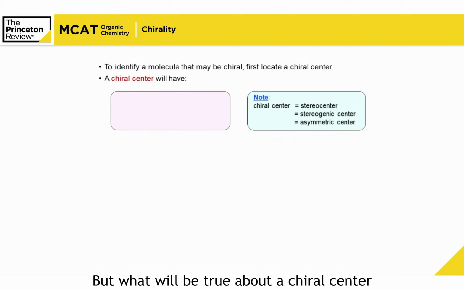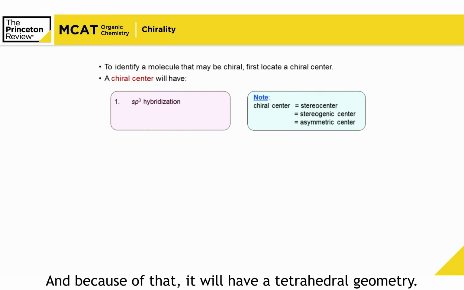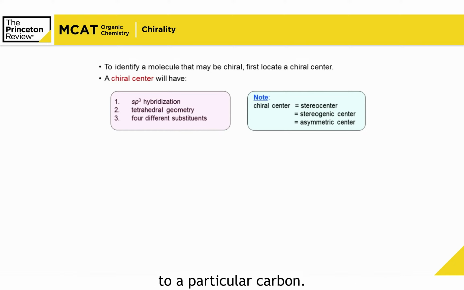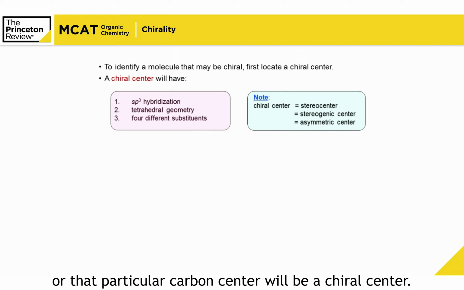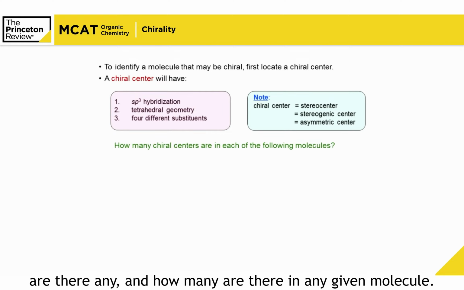But what will be true about a chiral center is that it will be sp3 hybridized. And because of that, it will have a tetrahedral geometry. And that means that it has 4 substituents attached to a particular carbon. And when those are different substituents, then that particular carbon center will be a chiral center. So you need to be able to look at a molecule and identify, are there any, and how many are there in any given molecule.